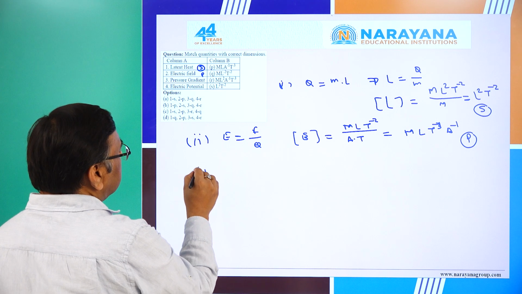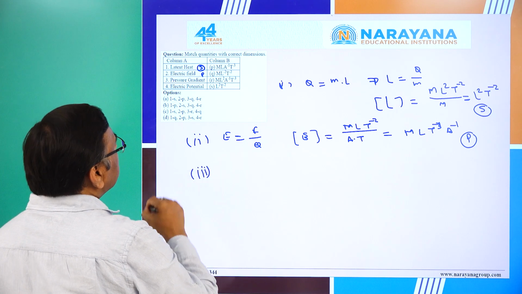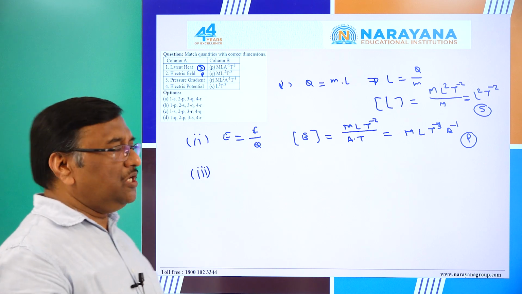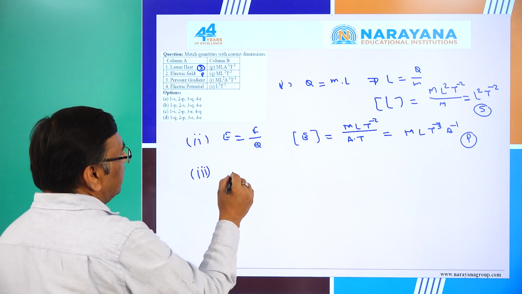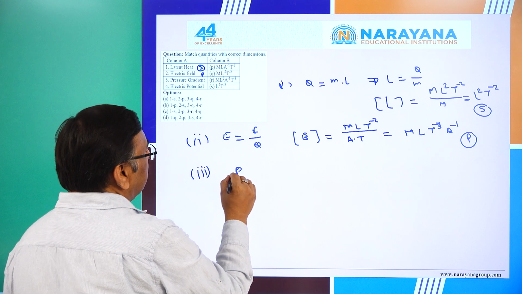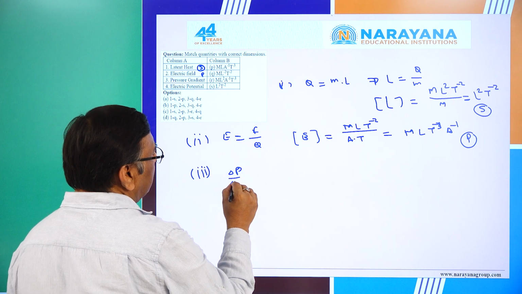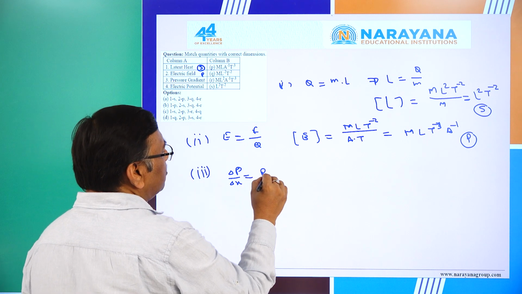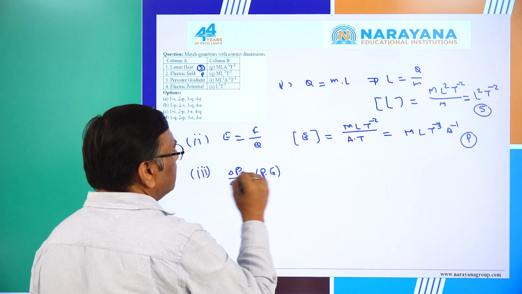If I am writing this third, the third is going to be pressure gradient. Gradient is nothing but what? The variation of a quantity with respect to position. The moment I write pressure gradient, I can say delta P upon delta Y or delta X or delta R, whatever you write, it is going to be my pressure gradient. For the understanding, I am writing my pressure gradient in this manner.